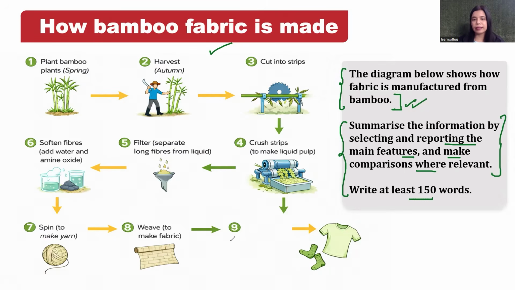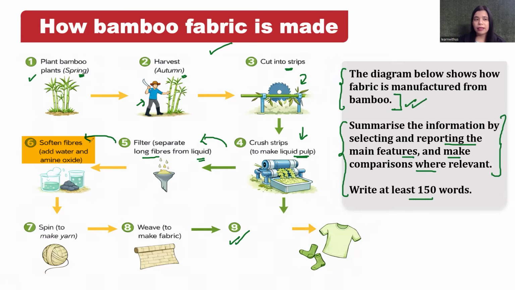So there are 9 steps as we can see. The very first step shows planting of the bamboo tree, which is done in spring season. Harvesting is done manually in autumn. And then in the third step, it is cut into strips and there is some mechanical device which is being used for that. In the next step, these strips are further crushed to produce liquid pulp. And then the pulp is filtered in the next stage to separate long fibers from liquid.